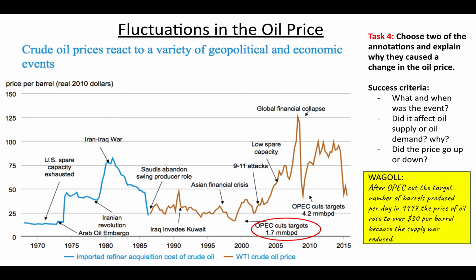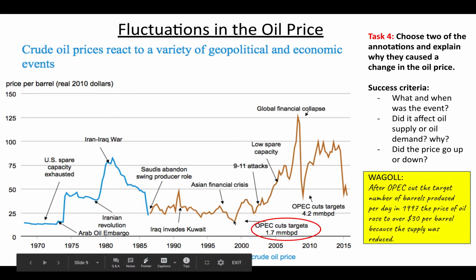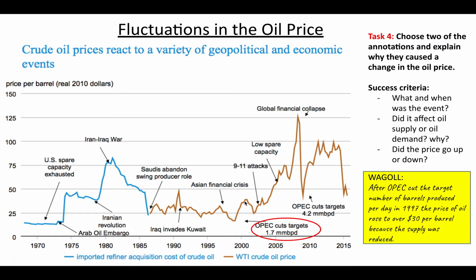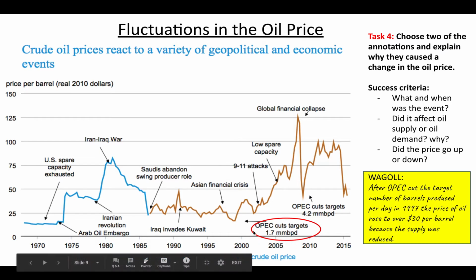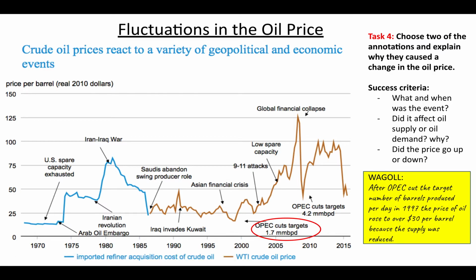And from that, then, I'm going to say after OPEC cut the target number of barrels produced per day in 1997, the price of oil rose, it went up to over $30 a barrel. So I'm using some evidence because, giving a reason now, the supply was reduced. So my point is OPEC cuts the supply of barrels, the production of barrels, the price goes up, and that's because the supply was reduced. Okay, and you're going to do something like that twice for me, please, on your worksheet. Pause the video. This is going to take you about 10 minutes. Off you go.